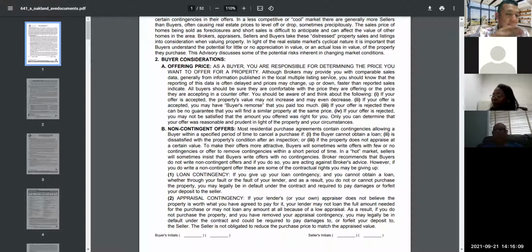Make sure this is done in writing. Make sure you let them in writing. You give them the option to respond back what they want to offer and just give them guidance. Give them some price per square foot. Give them some comps, and then they could set the price.